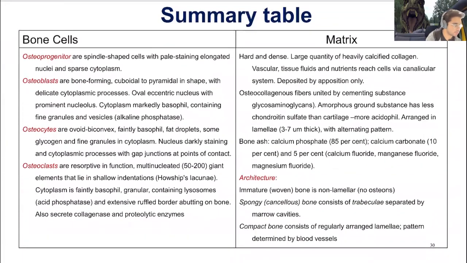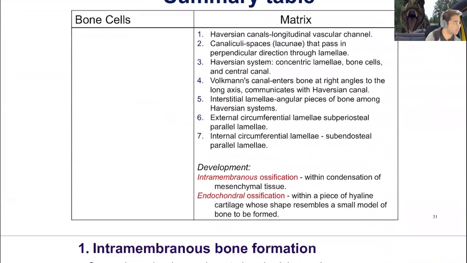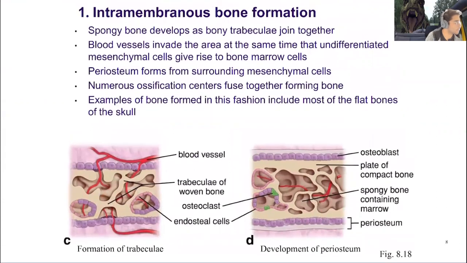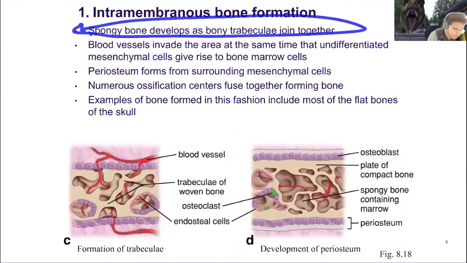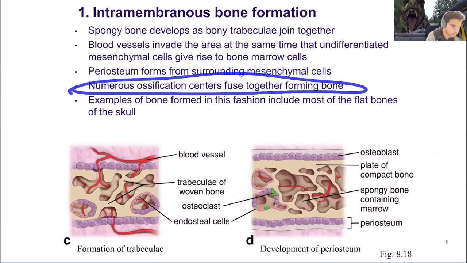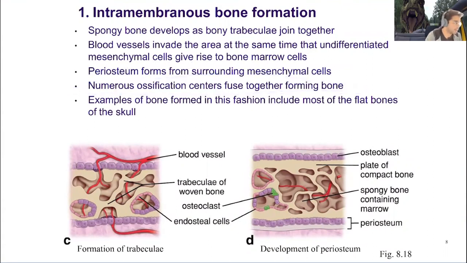Summary, right, given to you guys. You can take a peek at this on your own time. This is important, but I gave you guys the fundamentals of what you needed to know. What we were tested on was intramembranous formation, right? Spongy bone develops via the bony trabeculae joining together. The periosteum forms from the surrounding mesenchymal cells. Numerous ossification happens to form one solid bone. And then finally, this is often seen in your flat bones, right? This is important. It's in the flat bones, not anywhere else.